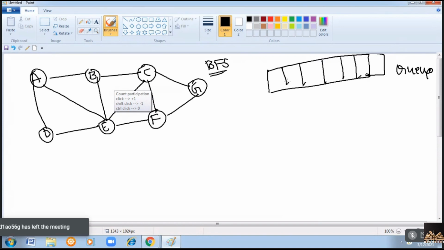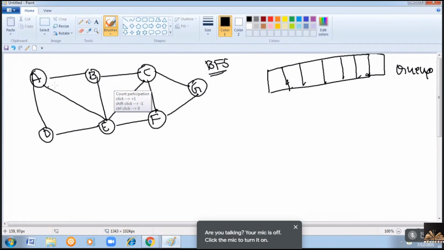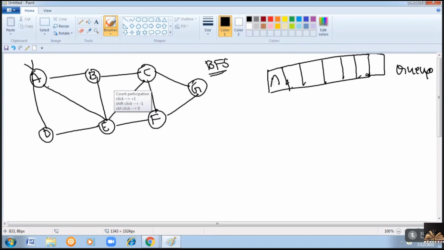Next step is to consider any vertex as a starting point for BFS traversal, right? Let me consider A. So you visit that vertex, the vertex A, and insert it into the queue. Consider any vertex as a starting point, visit that vertex and insert it into the queue, right?